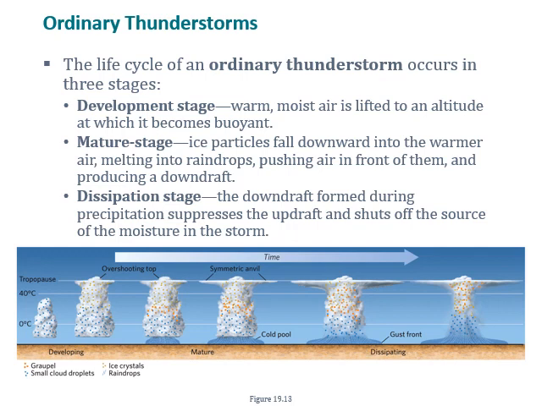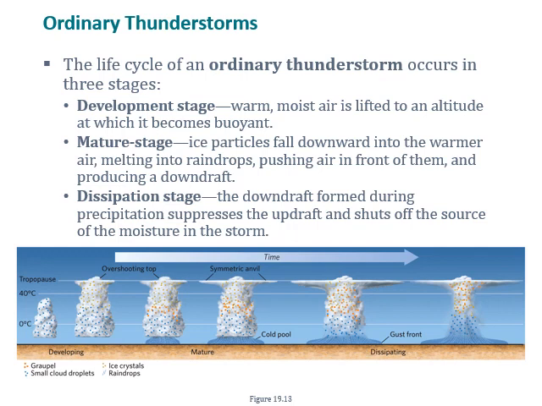Now that we've described the conditions that must exist to form a thunderstorm, we can define the life cycle of an ordinary thunderstorm in three stages. The first stage being a development stage, where warm, moist air is lifted to an altitude at which it becomes buoyant.